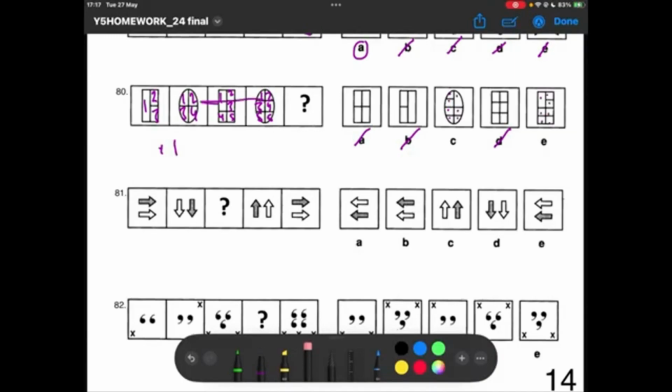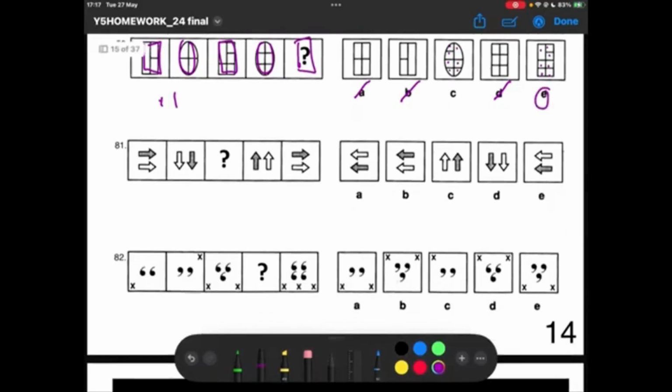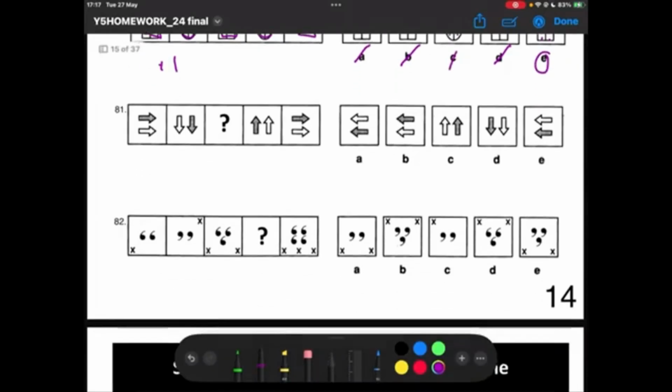So now we just need to determine whether it's going to be an oval or a rectangle. So it goes rectangle, oval, rectangle, oval. So it's going to be a rectangle here. So the answer is E. Rectangle with 7 sections, not C.